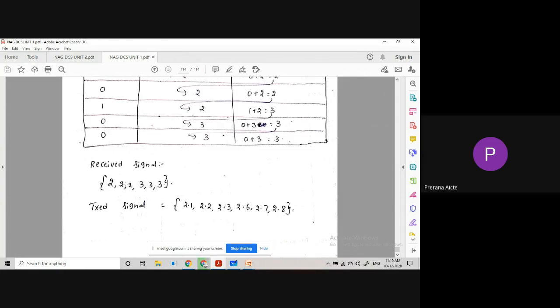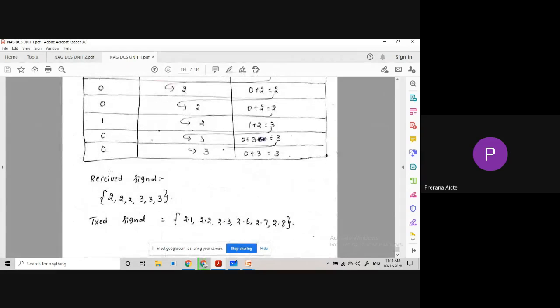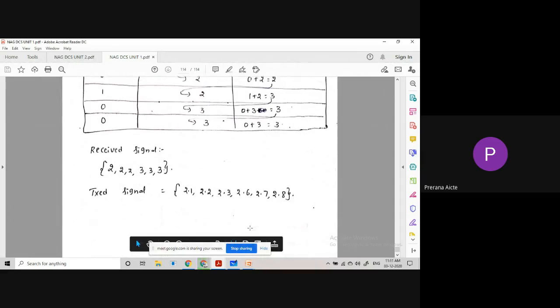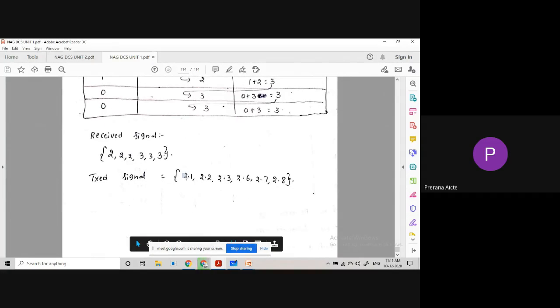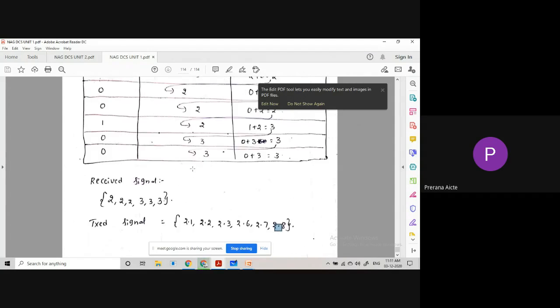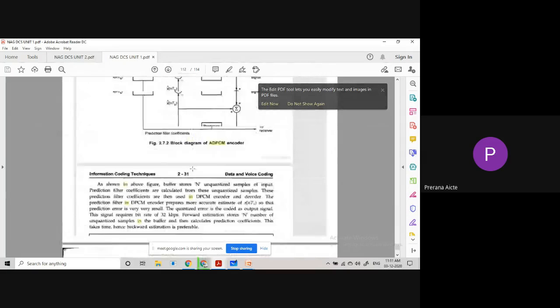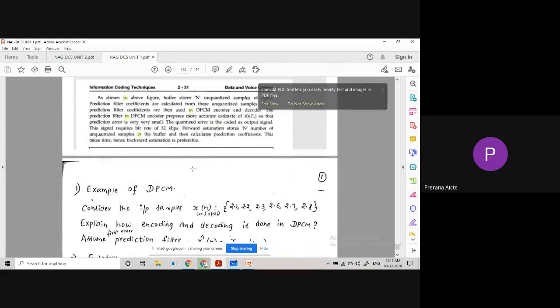Okay, this is the received signal. What is the transmitted signal? The transmitted signal is 2.1, 2.2, 2.3, 2.6. See, if it is rounded off, what will it become? 2, 2, 2, and about 2.5 rounds to 3, 3, right? So the input received signal and the transmitted signal are both the same with the help of the DPCM technique.